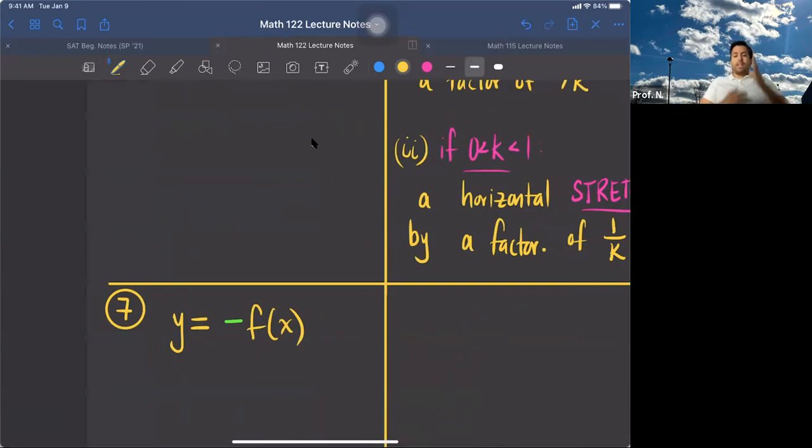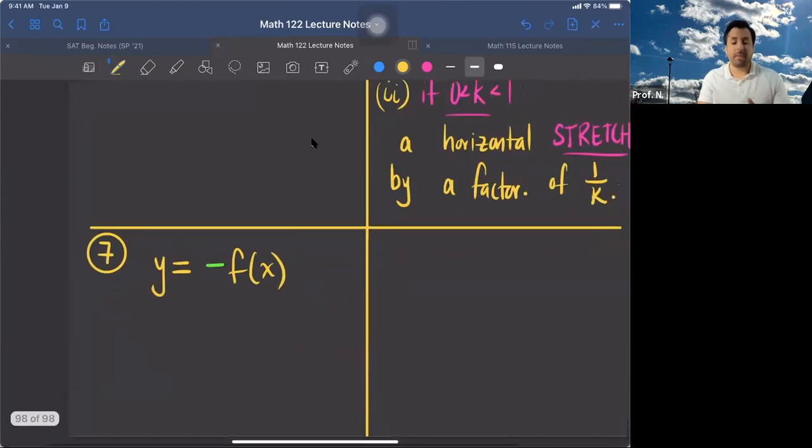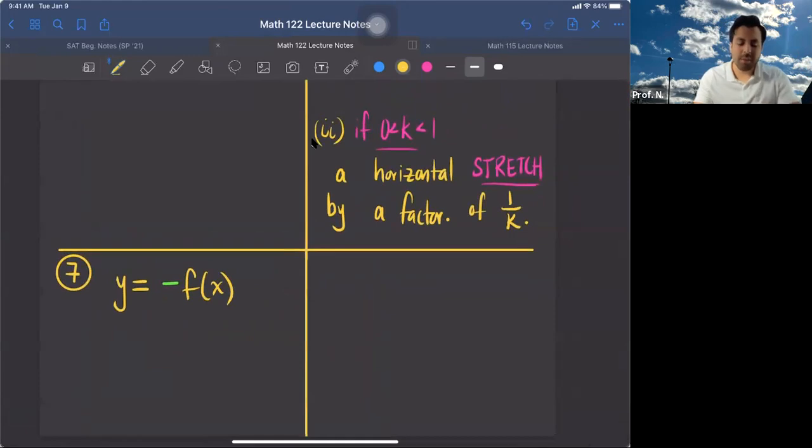So slowly, we're learning ways to manipulate a graph. So yes. When we put a negative sign in front of a function, we're flipping, or in other words, we're reflecting. So the effect is a reflection.